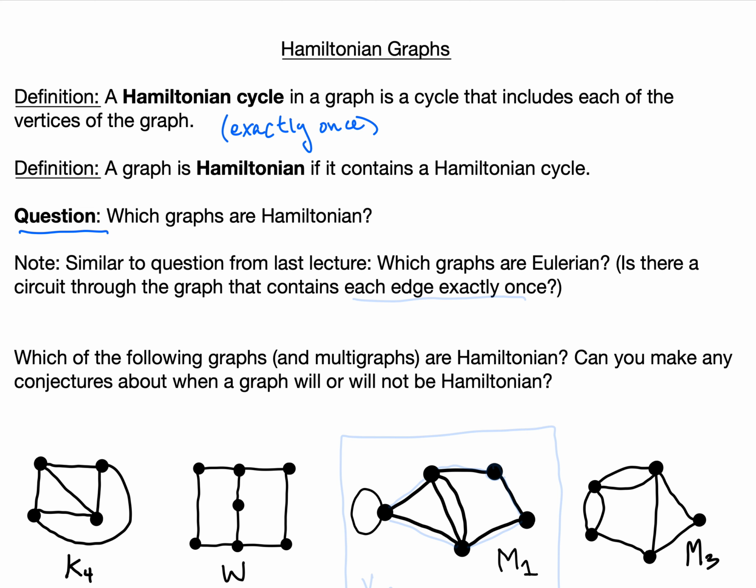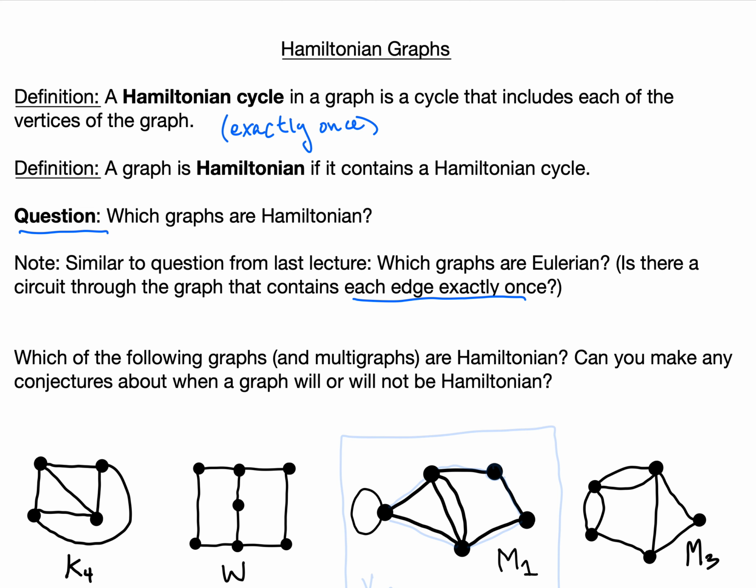Last lecture we talked about Eulerian graphs and said which graphs are Eulerian. That is, which graphs have a circuit through the graph that contains each edge exactly once. So previously, is there some circuit that contains each edge exactly once? Now, is there some cycle that contains each vertex exactly once?